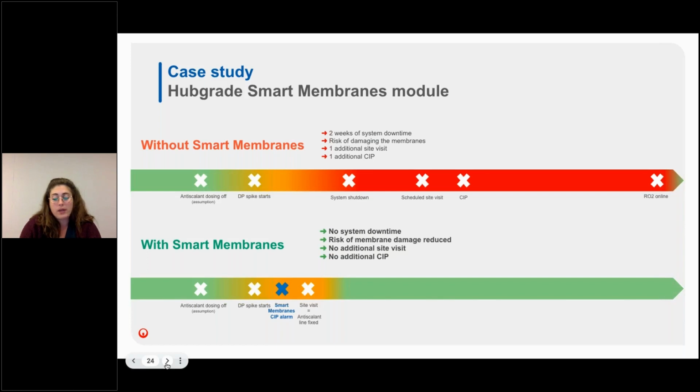So as a summary, we could have gone from 2 weeks of downtime and 1 CIP to no system downtime and 0 CIP. And to conclude, just to note that a similar incident reproduced quite recently on the plant, and that thanks to the Smart Membrane module, this time a Veolia Water Technologies engineer was able to come to site to fix the problem, therefore avoiding any shutdown of the unit.